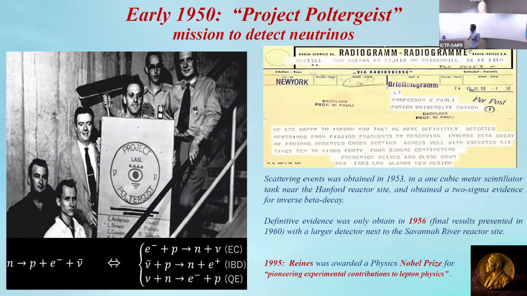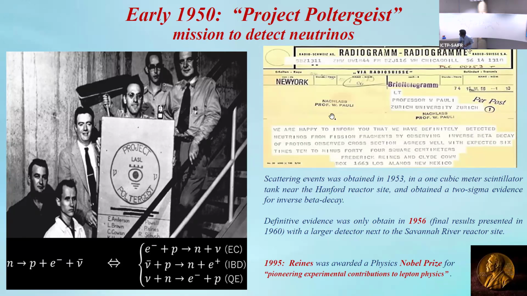And as you can see, scattering events were obtained in 1953. In 1956, definitive evidence was obtained. And the final results were presented in 1960 with a larger detector next to the Savannah River reactor site. That's the first time we saw anti-neutrino events. And due to this, in 1995, Reines was awarded the Physics Nobel Prize for his pioneering contribution to neutrino physics.